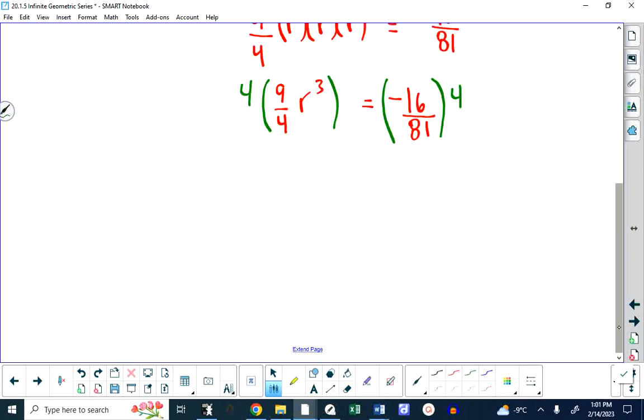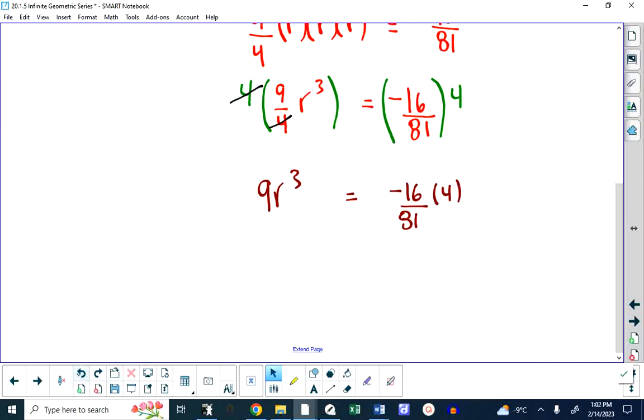And what happens on the left-hand side is this, and I'm left with 9r cubed equals negative 16 over 81 times 4. And again, I'm not interested in crunching that, 4 times the negative 16, and I do want to point out to you where I wrote that 4. So now I've walked away from sequences and series for a while, talking about math. I did not write the 4 like that.